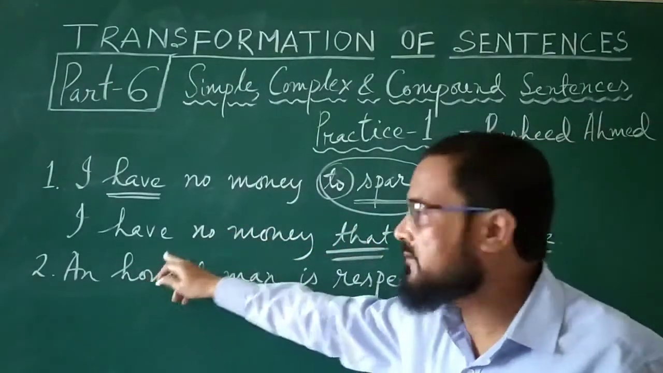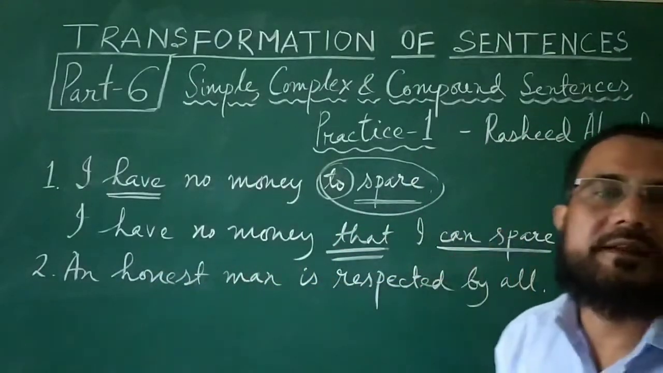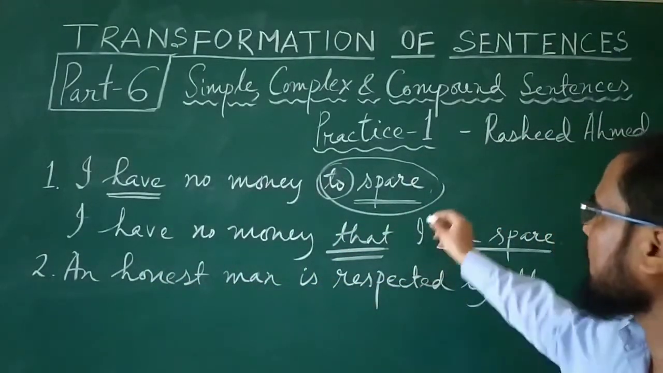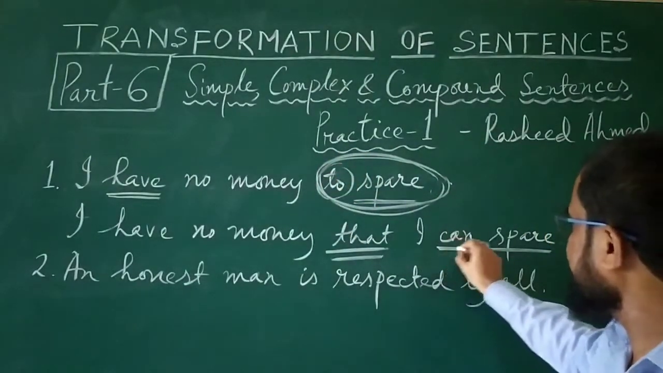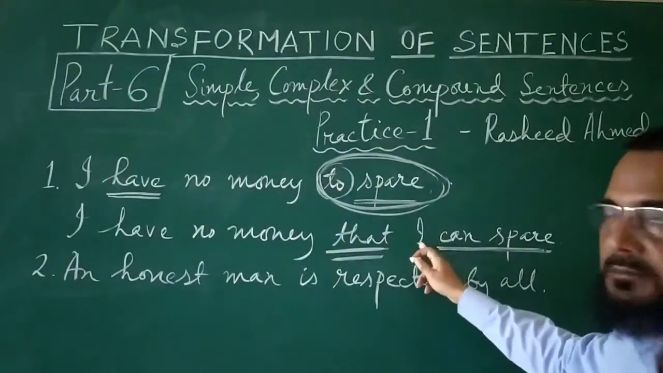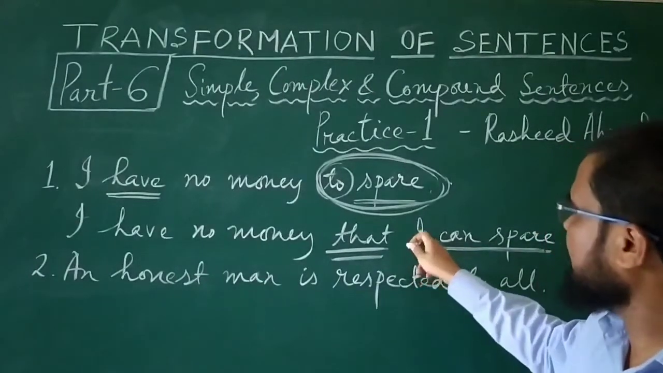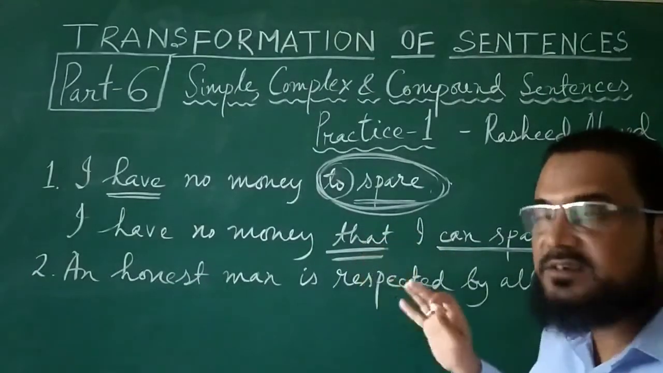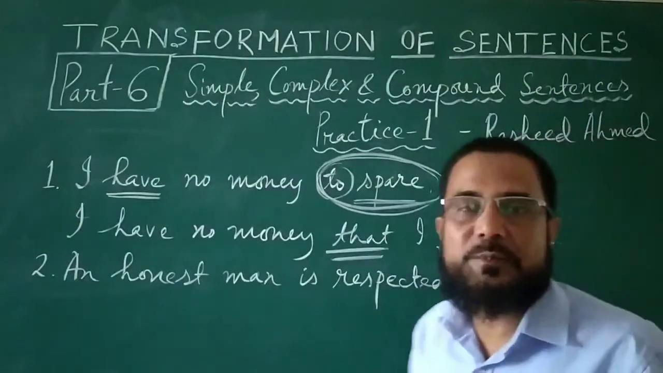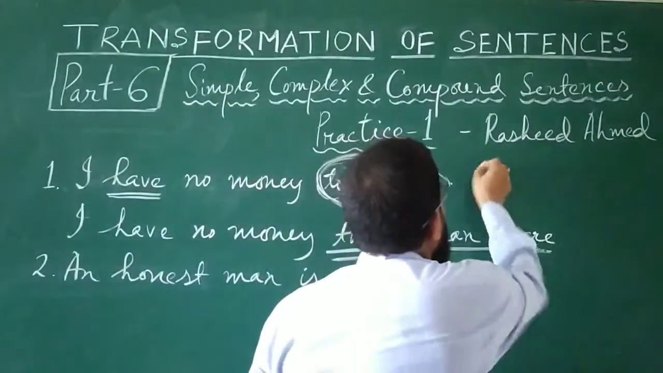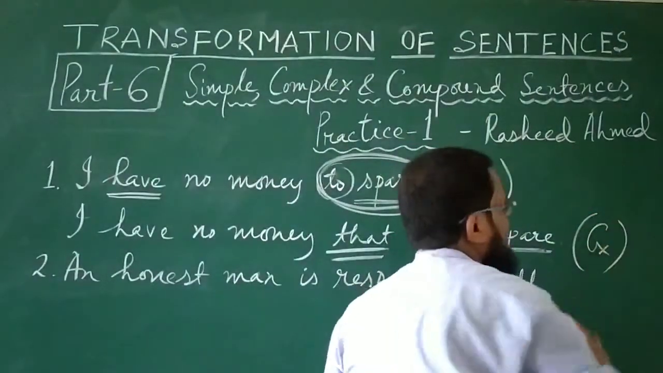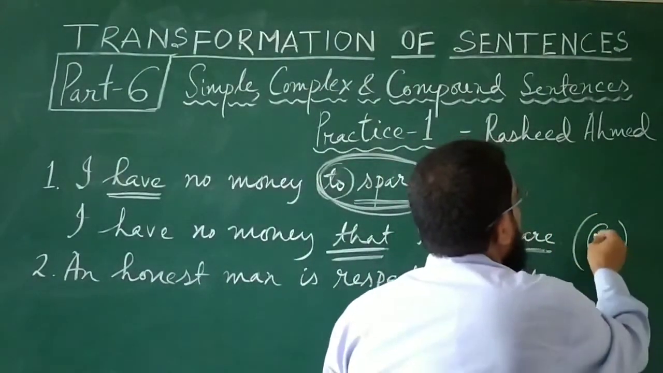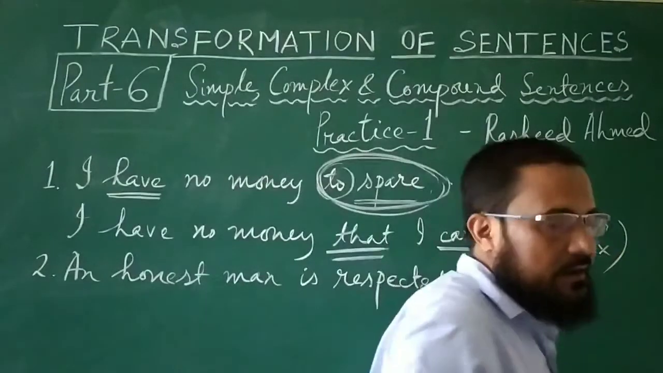Have is a finite verb. Again can spare is another finite verb. Two finite verbs are there. Out of this non-finite verb, we have created a finite verb. And in creating this finite verb, we have to bring a subject before it. And before that, we have used the word that also. These things you have to remember. I have no money to spare. This is simple. And I have no money that I can spare. This is complex. CX I have written for complex. For compound, I will write CD.